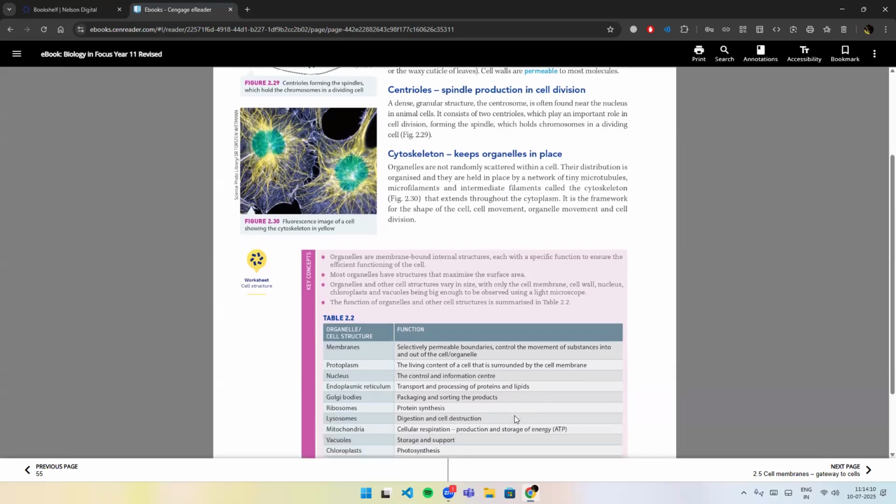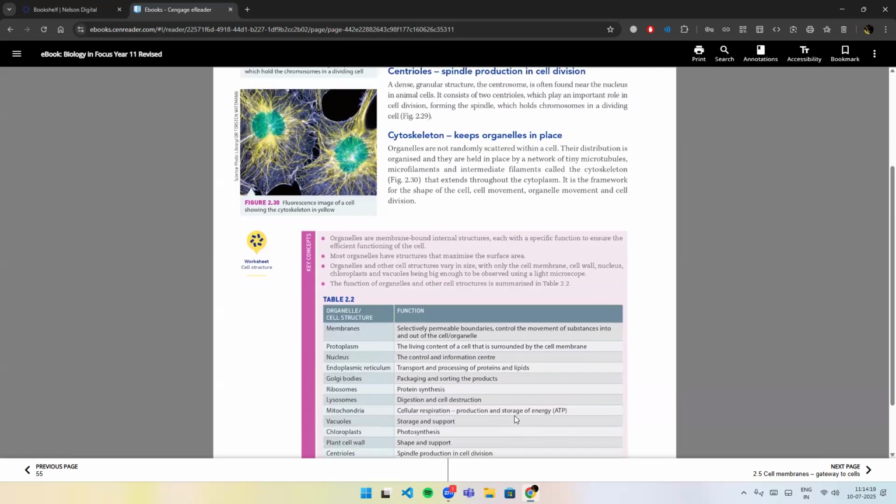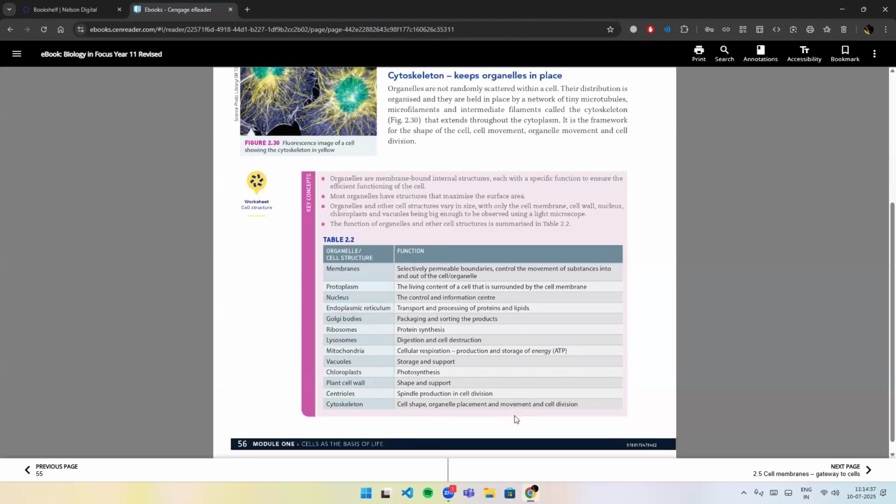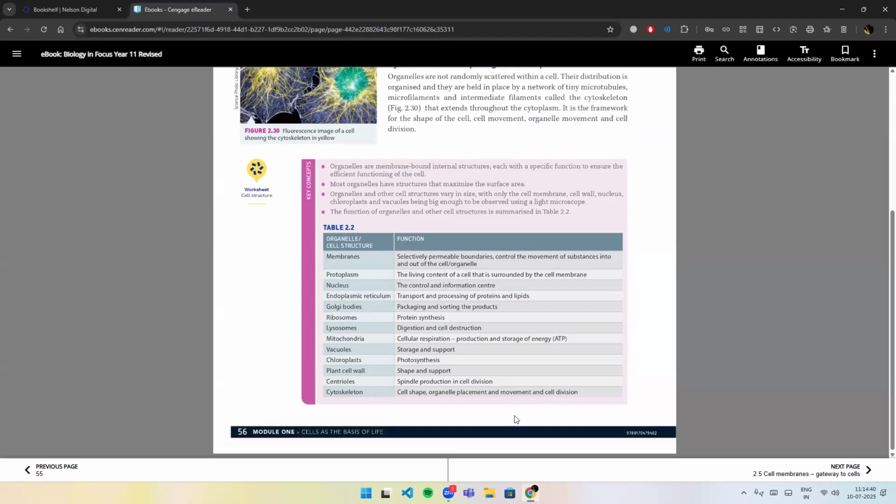Centrioles, spindle production in cell division. A dense granular structure, the centrosome, is often found near the nucleus in animal cells. It consists of two centrioles which play an important role in cell division, forming the spindle which holds chromosomes in a dividing cell. Cytoskeleton keeps organelles in place. Organelles are not randomly scattered within a cell. Their distribution is organized and they are held in place by a network of tiny microtubules, microfilaments, and intermediate filaments called the cytoskeleton that extends throughout the cytoplasm. It is the framework for the shape of the cell, movement, organelle movement, and cell division.